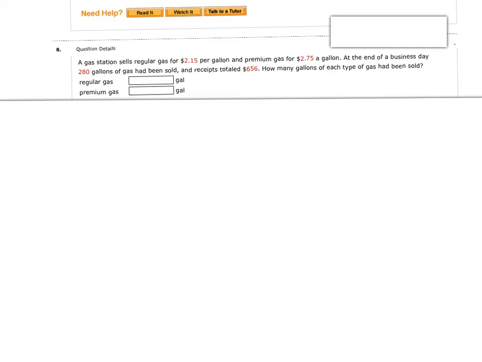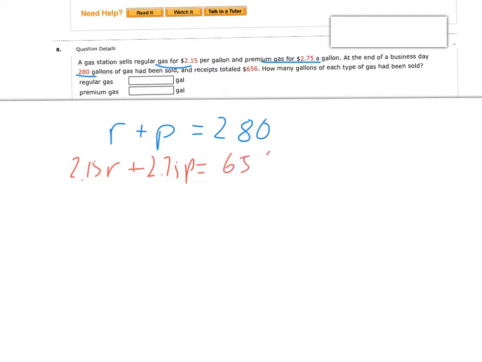All right, next up here, this one, let's see. So regular gas for that and premium gas for that. So they sold 280 gallons. So I'm going to say that the regular plus the premium is just 280 gallons because a gallon is a gallon. But then I need one for the money here. So that's going to be 2.15R plus 2.75P. And then that's going to equal the 656.